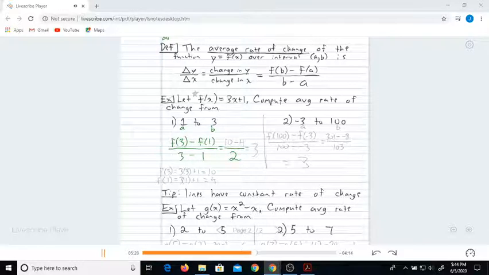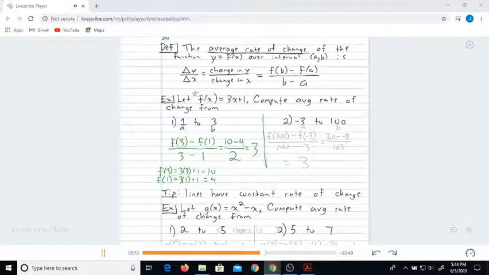So when we plug 3 into the function, if you need to, you can go off to the side. f at 3 equals, plug it in, 3 times 3 plus 1, which is 10. And if we evaluate f at 1, that's 3 times 1 plus 1, plugging it into the function, and we get 4. So that's 6 divided by 2, which is 3.